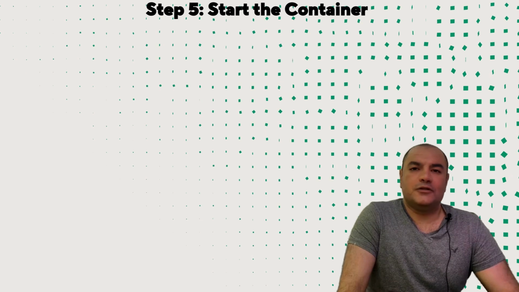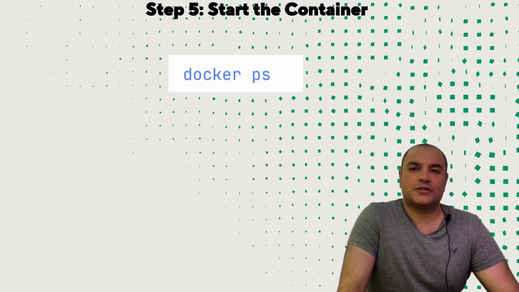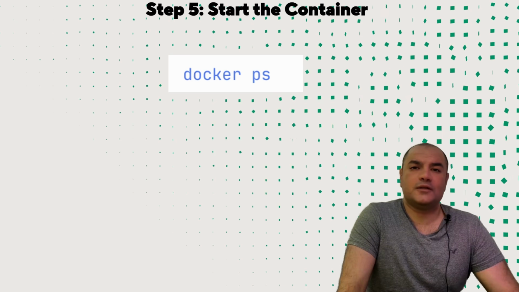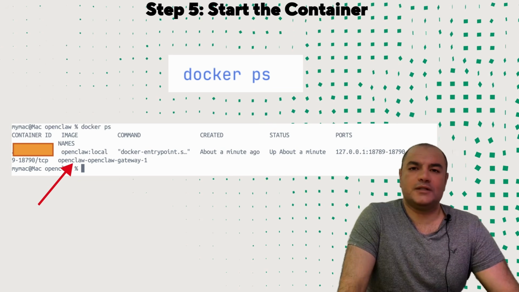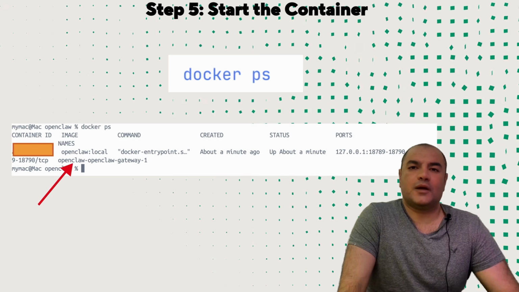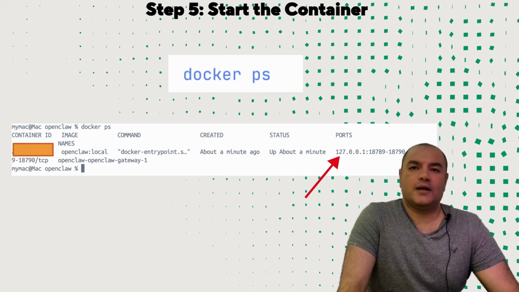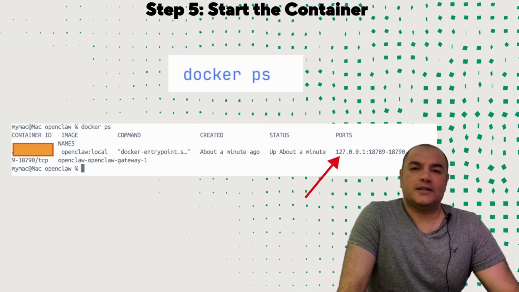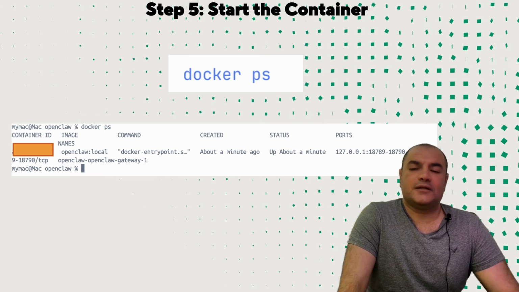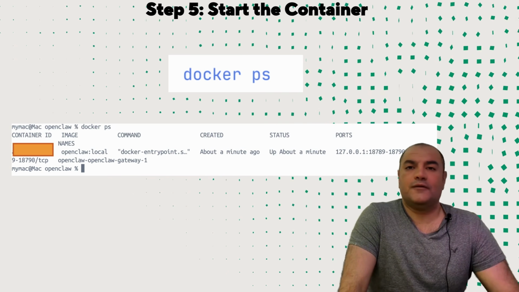Now let's test to see if our Docker installation works properly by checking to see if it is listening locally, by typing this in the command line. docker ps. Find the gateway container, usually named openclaw-gateway-1. Look at its ports column. It should now say 127.0.0.1:18789. If it says 0.0.0.0, go back and fix your config.